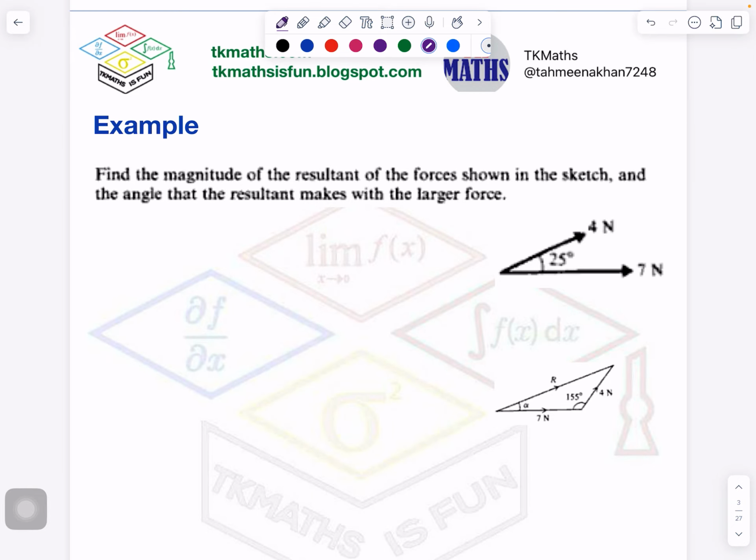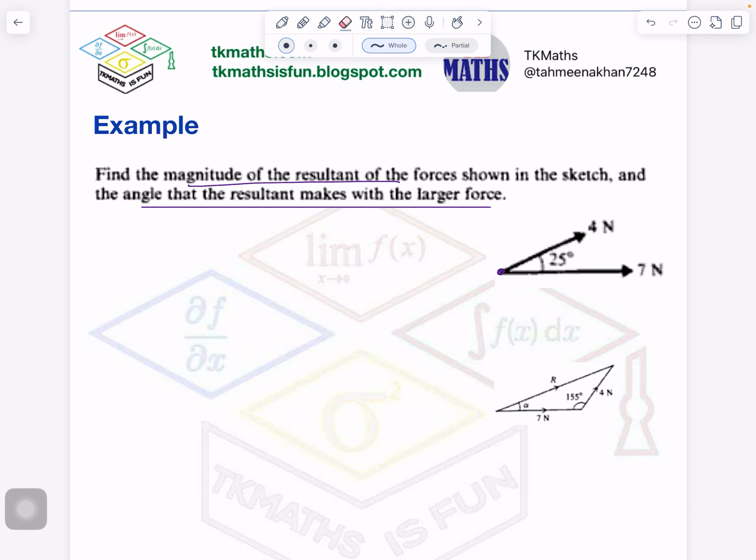So for example, these are the 2 forces, 4 Newton and 7 Newton, and the angle between them is 25. Imagine this is the object here. So where will this object actually move? Now the question is saying, find the magnitude of the resultant of the forces and the angle the resultant makes with the larger force. So now you can apply here triangular law, vector addition, or parallelogram law, whatever you like.